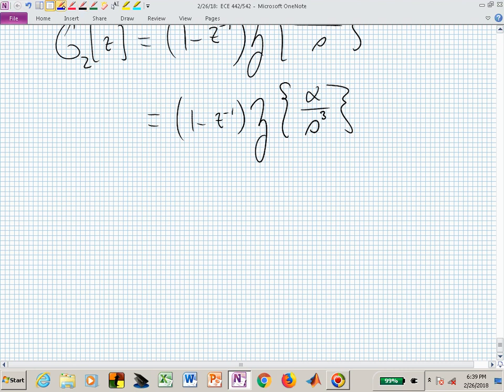Does anybody ever remember inverse Laplace transforming 1 over s cubed? Let's work our way up to this. What happens when we inverse Laplace transform 1 over s? I'm giving you the answer, 1. Now I can't give you the next answer. What happens when we inverse Laplace transform 1 over s squared?